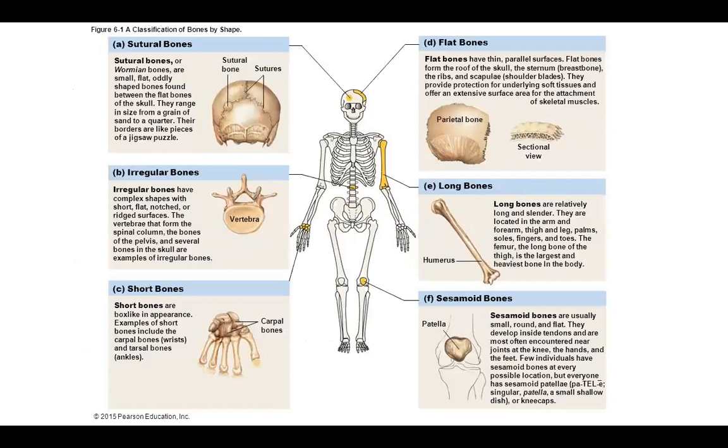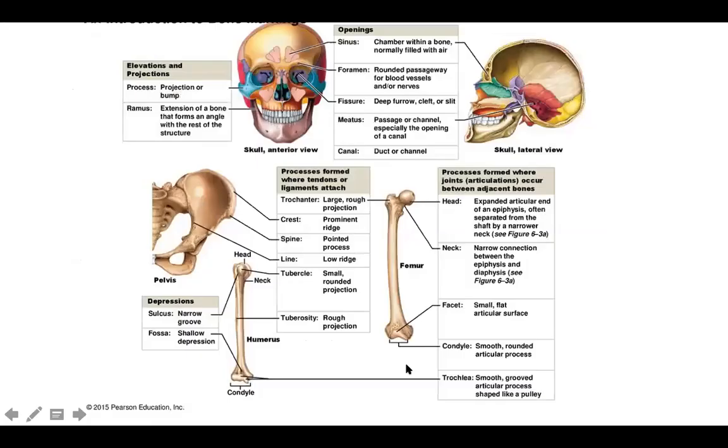But here's a similar picture of what's in your book. Now this is an older image, but you can see the sutural bone within that suture. Okay, it's just a small round bone within the suture. Vertebra and irregular bone, the short bones and the carpal tarsals. And then flat bones, long bones, and sesamoid bones. Okay. So those are the classifications.